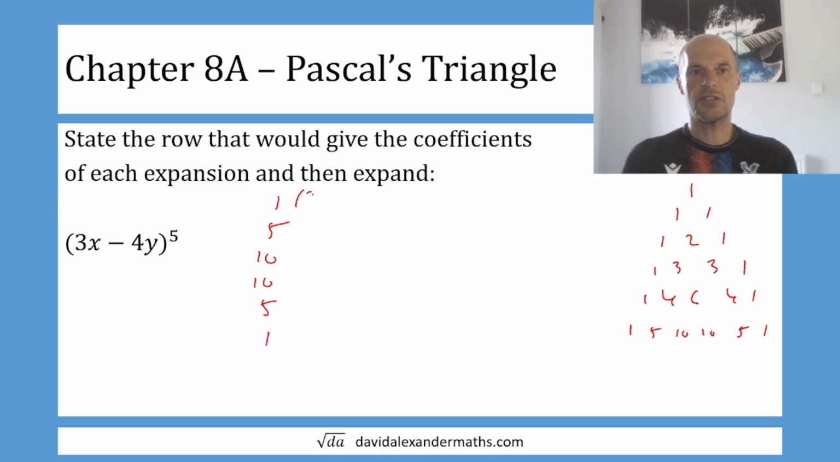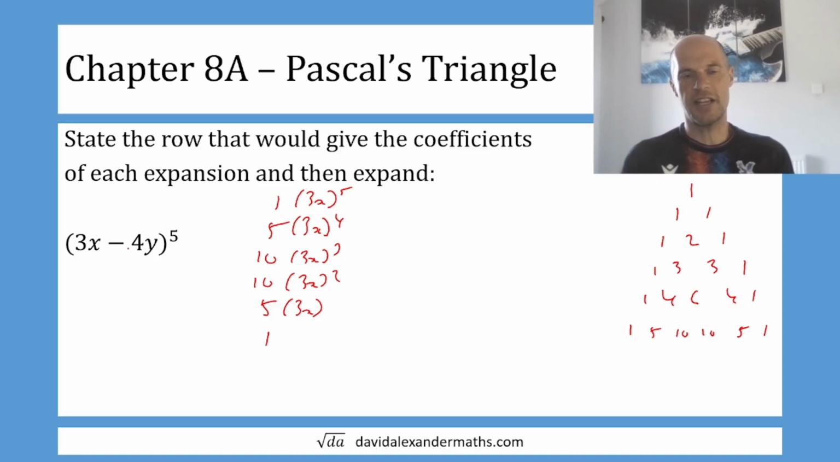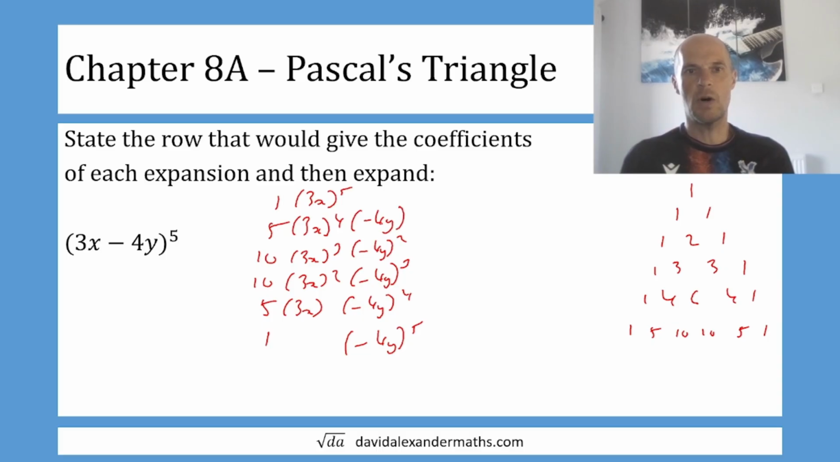So it's one lot of (3x) all to the power of 5, 5 lots of (3x) all to the power of 4, (3x) cubed, (3x) squared, and then 3x. And in reverse order, so here is a minus sign here. So I'm going to have to write this as (negative 4y) to the 5, (negative 4y) to the 4, (negative 4y) cubed, (negative 4y) squared, negative 4y.